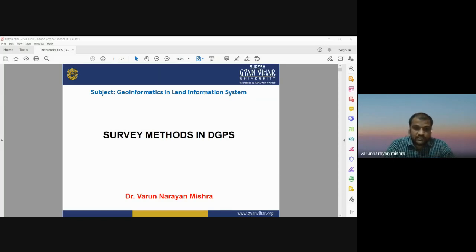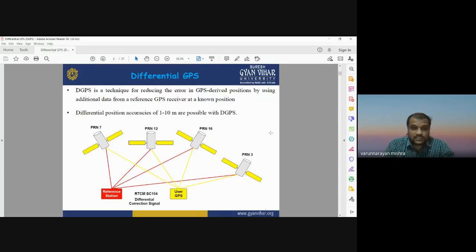Before starting, I would like to briefly recap what I discussed yesterday. What is differential GPS? As we know, DGPS is a technique for reducing the errors in GPS-derived positions by using additional data from a reference GPS receiver. The coordinates we derive from the GPS signal may have some error because of different factors, such as multipath error and atmospheric errors. So we use differential GPS.